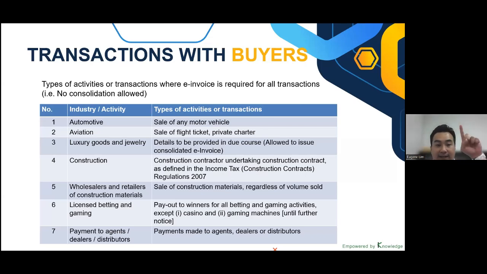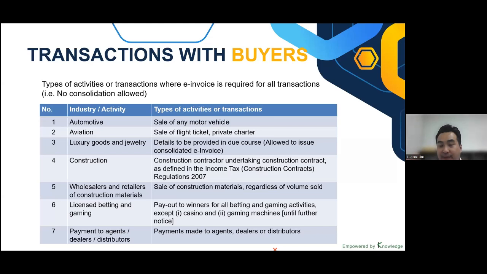And then the last one is payment to agents. Payment made to agents cannot use a normal invoice. All must be e-invoice. So this is related to the SHOM Hari Raya category, but yours is not involved.